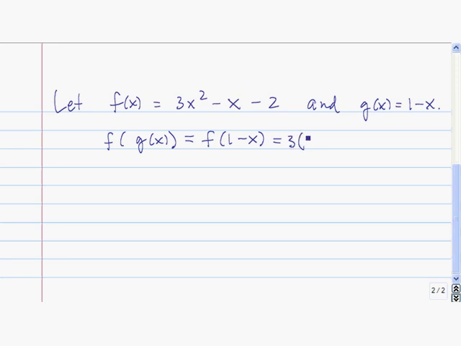So it's 3 times 1 minus x squared minus 1 minus x minus 2. And then we just clean this up. 1 minus x quantity squared we find by FOILing, and that's 1 minus 2x plus x squared. Distribute the negative, minus 1 plus x minus 2. Distribute the 3.